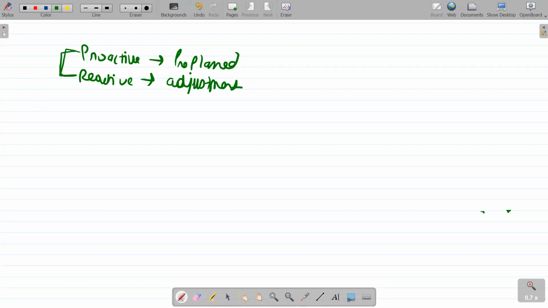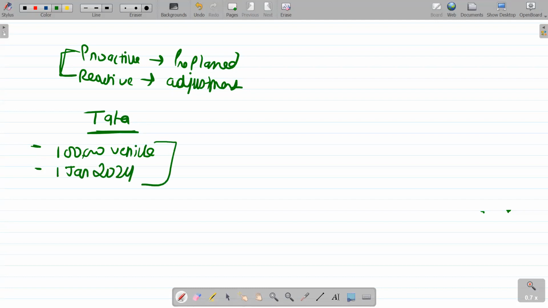How? I'll tell you one example. Let's consider the example of Tata. Tata has decided to sell 1 lakh vehicles in a year. And when Ratan Tata sir is thinking on 1st of January, 2024, at the beginning of the year, he is making a plan. What plan is he making? That I have to sell 1 lakh vehicles. Okay, great.